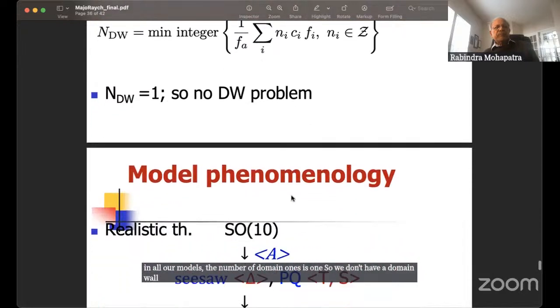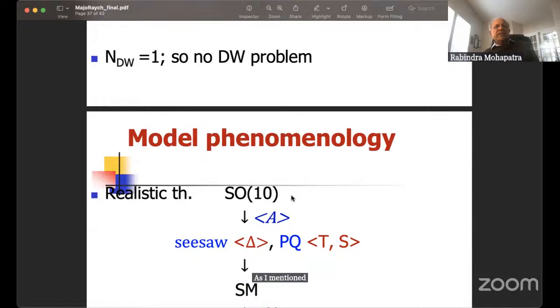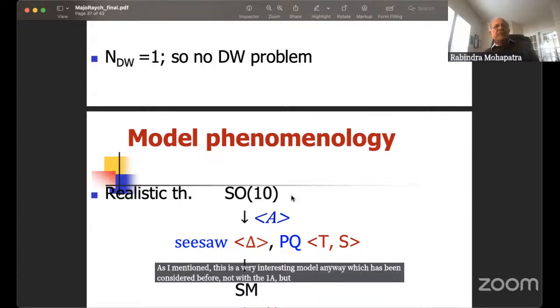Now let me mention a little bit about the other phenomenology of the model. As I mentioned, this is a very interesting model anyway, which was being considered before, not with the 1A, but just the axion-extended model with 10 and 126, which was widely discussed in the literature as a fit to the fermion masses and to unification and prediction of proton decay.